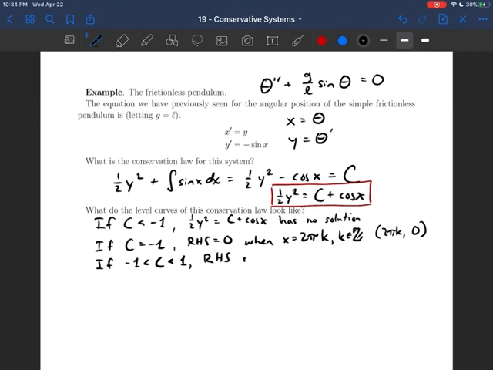Okay, now what if c is between -1 and 1? In that case, the cosine curve has been moved up or down by a number between -1 and 1, and we're going to see that the right-hand side is sometimes positive and sometimes negative.